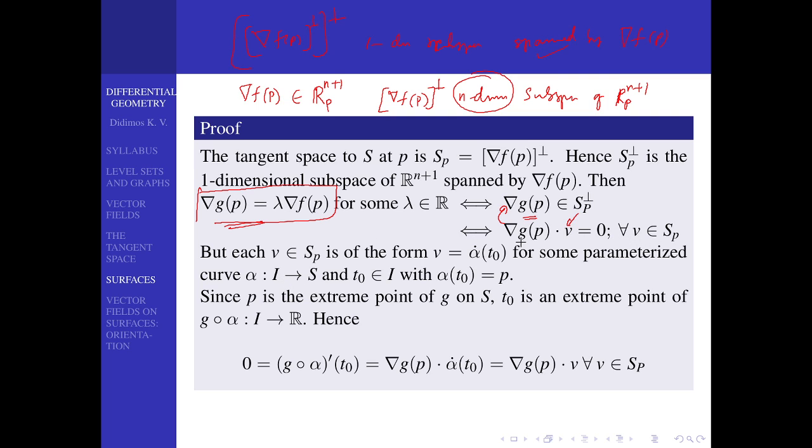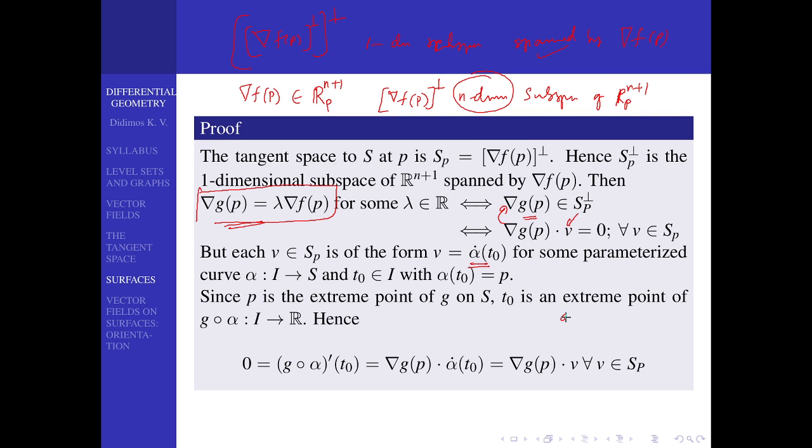So we start with the vector V that belongs to Sp, that is the tangent space at P. Then V is a velocity vector of some parameterized curve, say alpha dot t naught. And this alpha is a parameterized curve from some open interval I to S, and t naught belongs to I with alpha of t naught equal to P. Since P is an extreme point of G, t naught is an extreme point of G composition alpha.